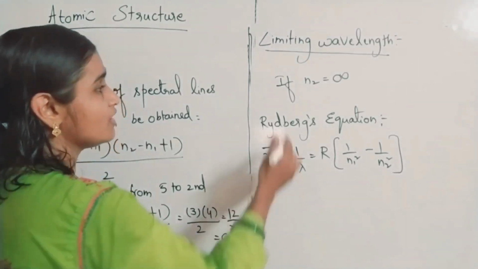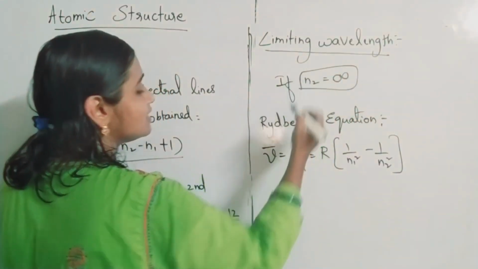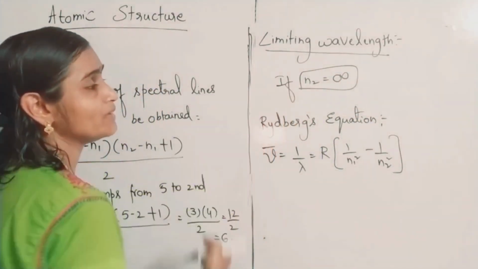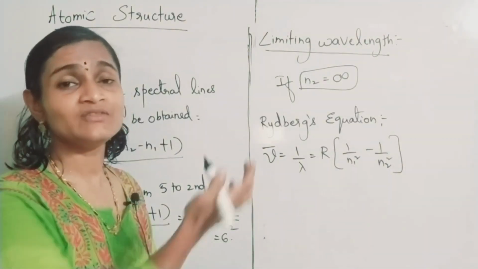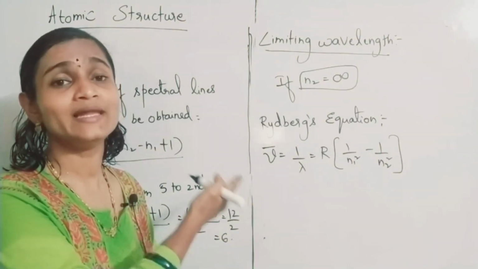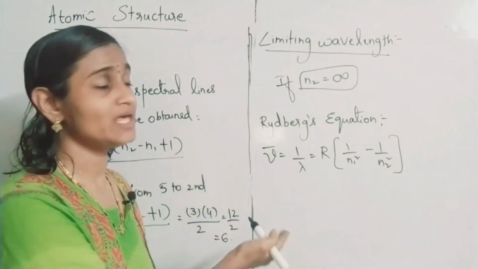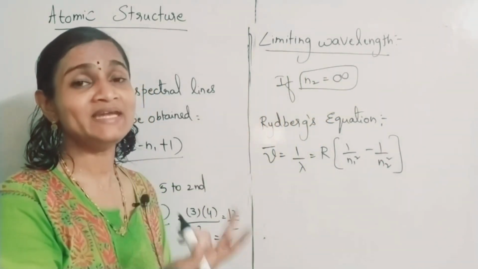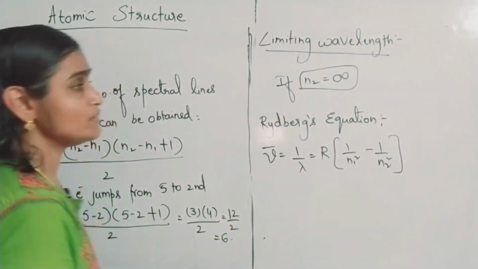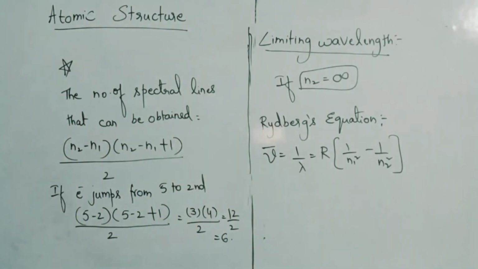Rydberg's equation. If in this equation you keep the n2 value to be infinity, then the wavelength which is so obtained, you call it as what? Limiting wavelength. If the n2 value is equal to infinity, you call it the limiting wavelength. So remember that point also, very important.